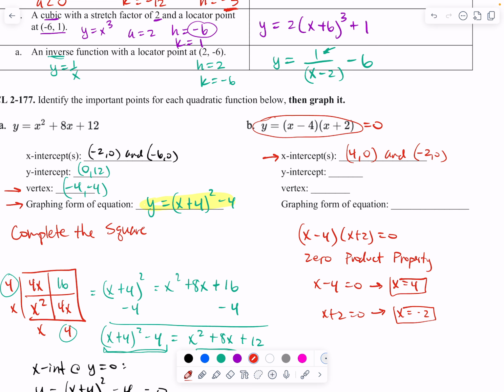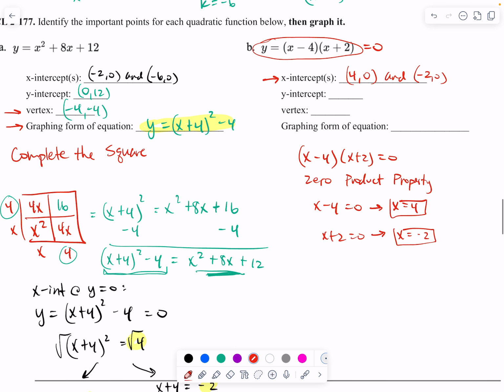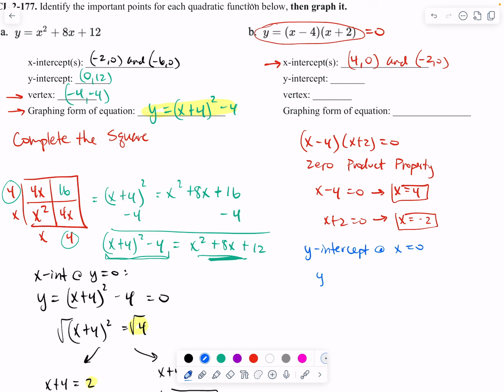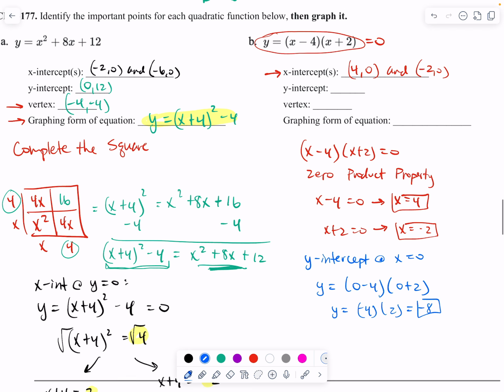All right, if I want to find the y-intercept, as always, I'm going to change colors here. The y-intercept is always at x equals 0. So I'm going to find y when x is 0. I'm going to plug in 0 for x. I'm going to multiply that out. And of course, this is going to give me that when x is 0, I have -4 times 2, which is -8. So that's my y-intercept. When x is 0, y is -8.